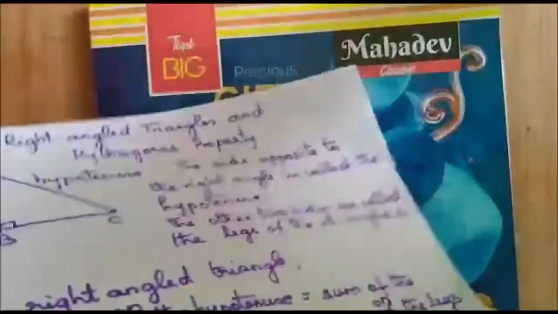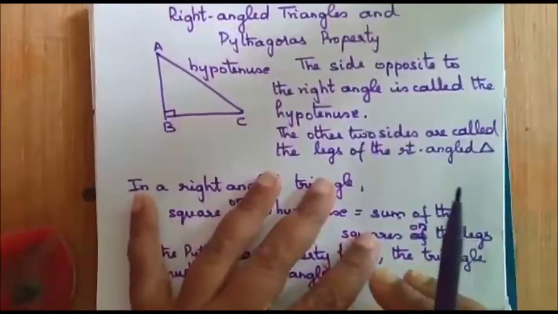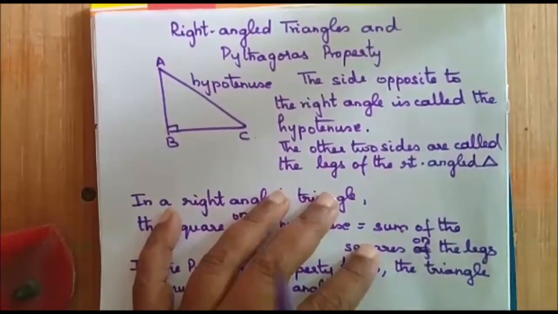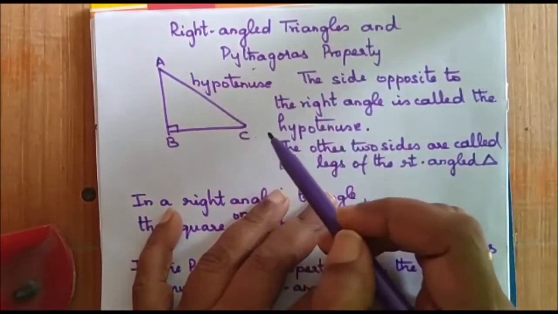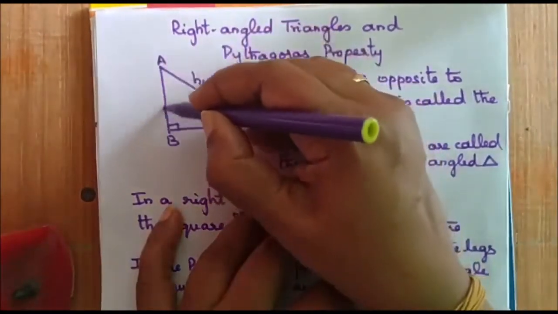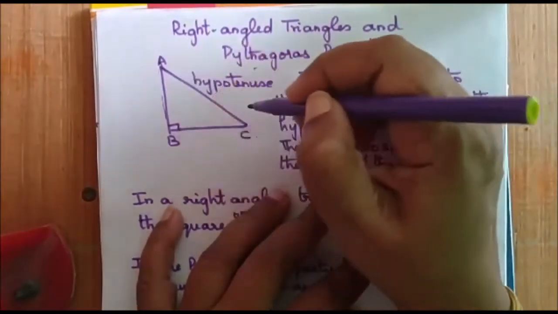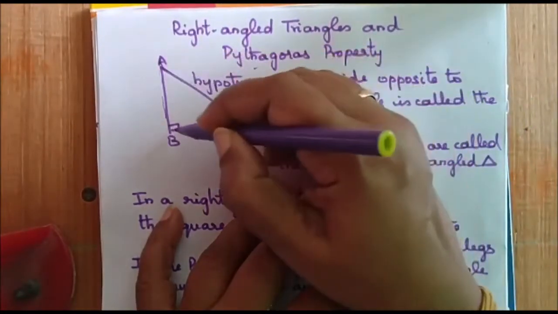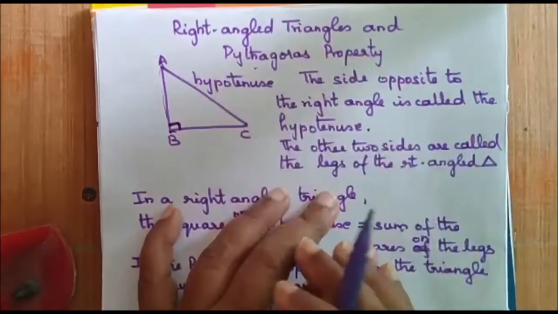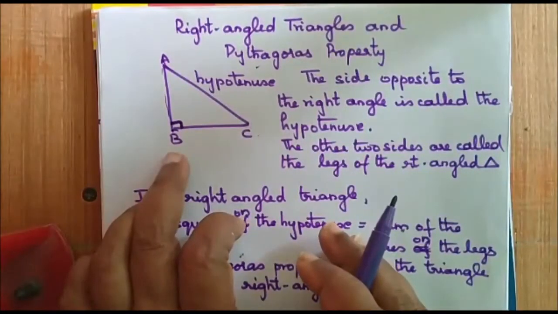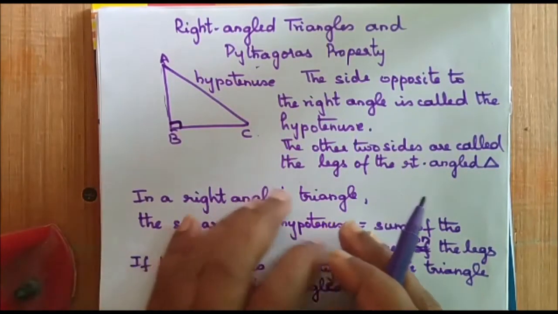Okay. Now we'll go to the next topic, which is for right angle triangles. So, right angle triangles and the Pythagoras property. Now let me draw a right angle triangle ABC. Now what do I mean by a right angle triangle? That this angle is 90 degrees. That is why the angle B here is 90 degrees. Hence we call it a right angle triangle.